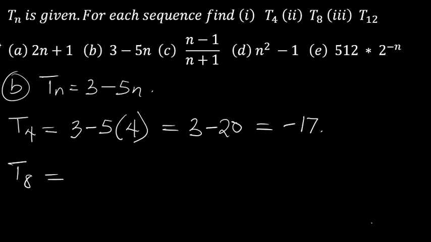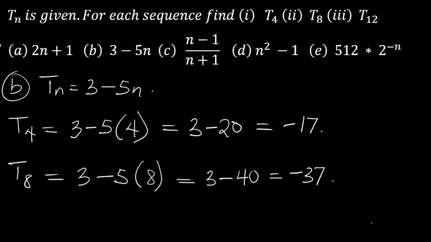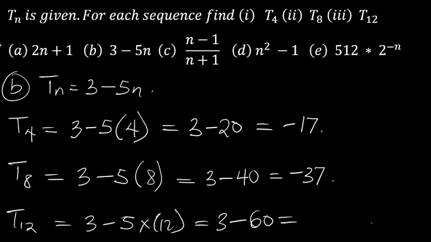Now you look for the eighth term. The eighth term is equal to the nth term when n is equal to 8. So 3 minus 5 times 8 will give us 3 minus 40. This is equal to minus 37. Then the next one is the 12th term. The 12th term will be 3 minus 5 times 12, which will be 3 minus 60, which is the same thing as minus 57. So this is for the B part of the question.